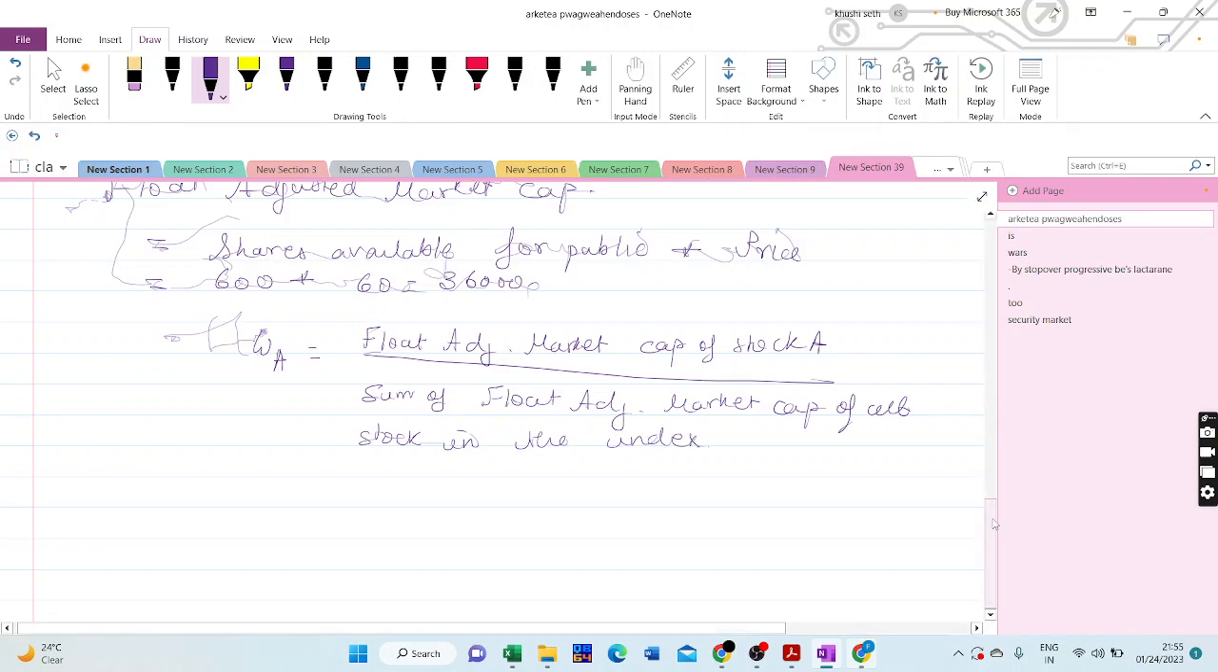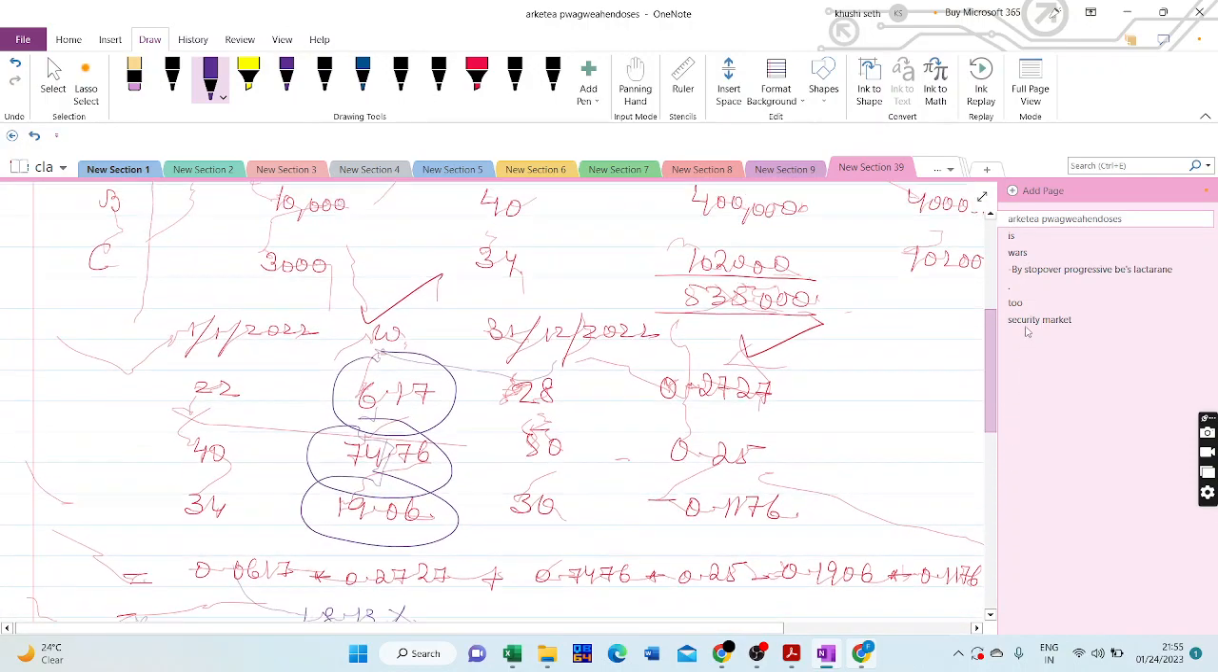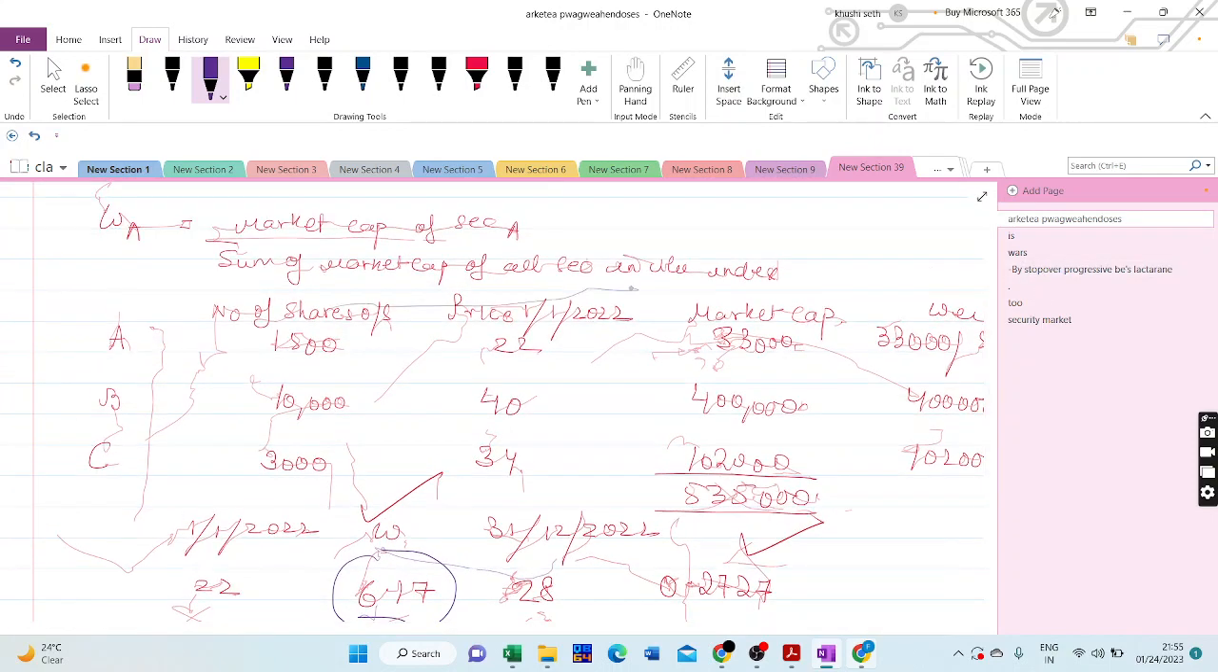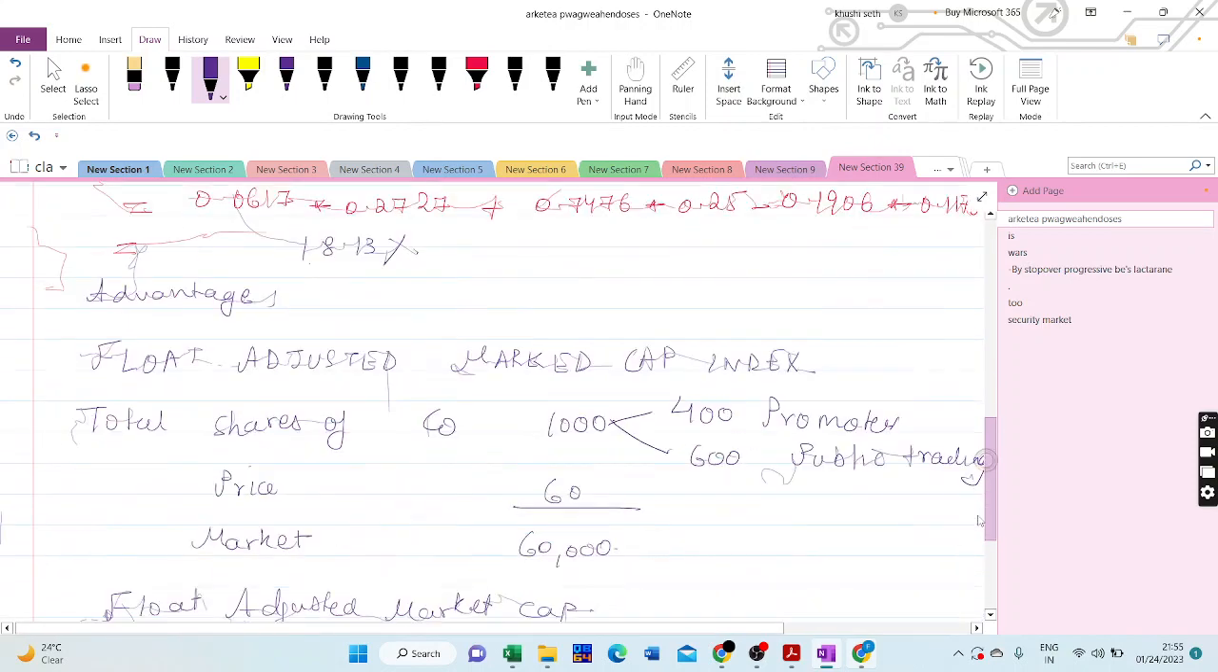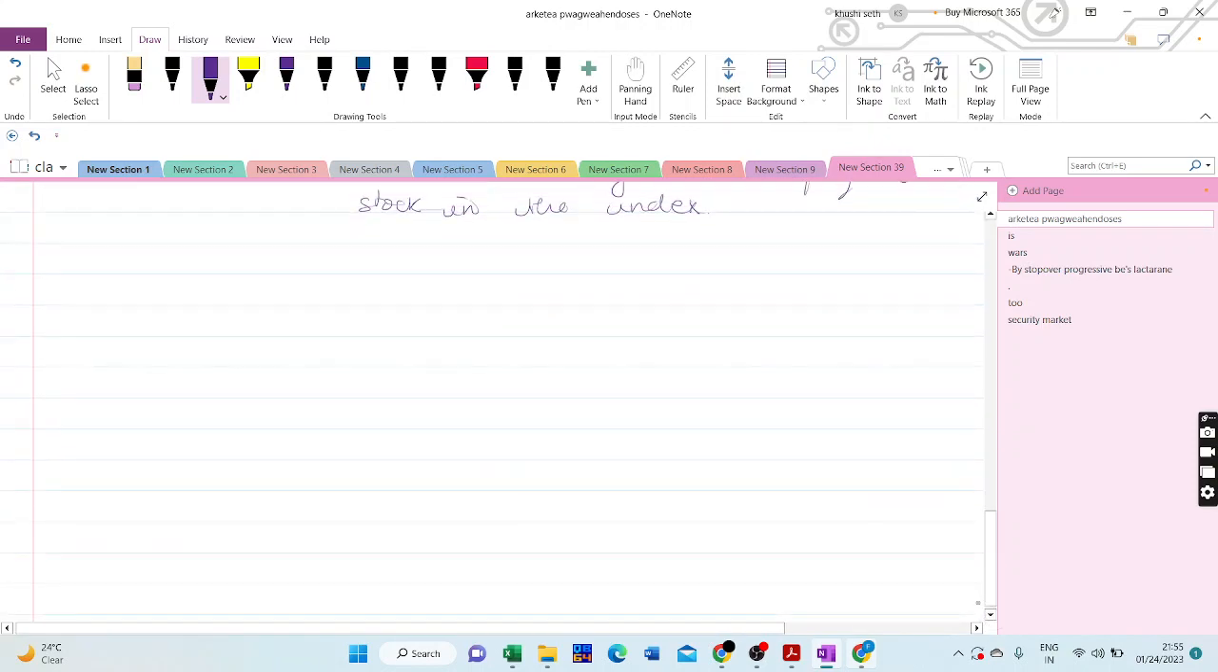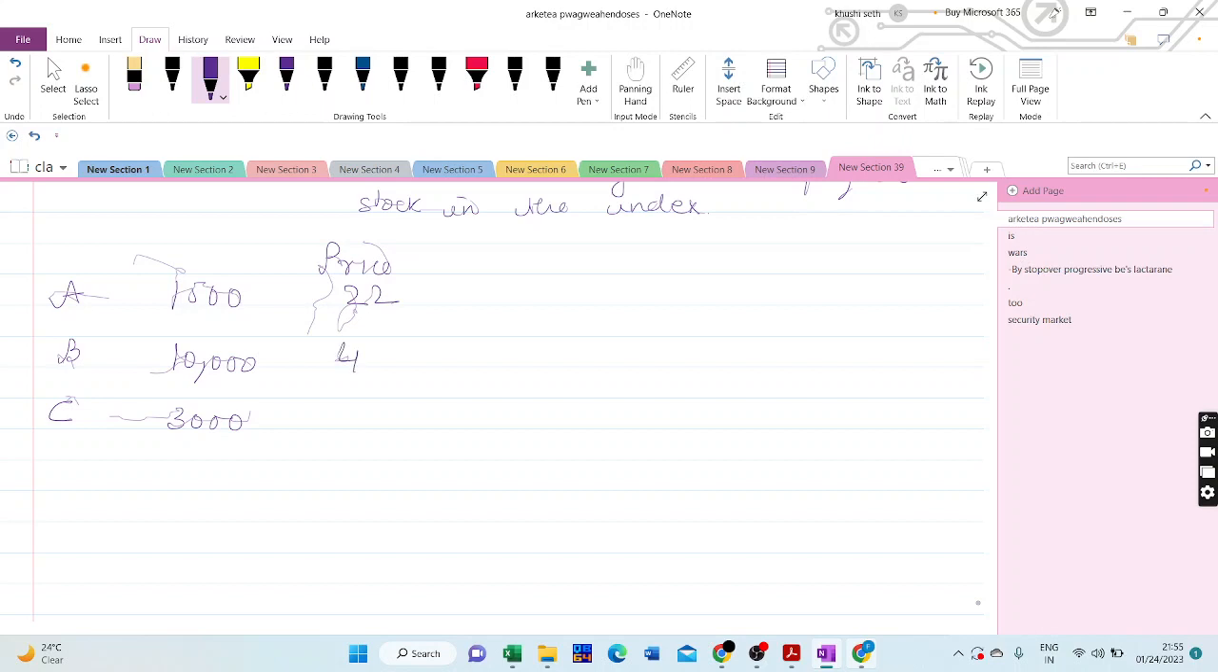Okay, guys, let's copy this example that we had discussed earlier. Stock A had 1500 shares outstanding. Stock B had 10,000 shares outstanding. Stock C had 3,000 shares outstanding. Price of stock A was how much? 22, 40, 34.